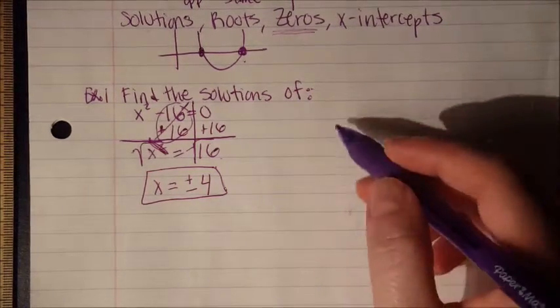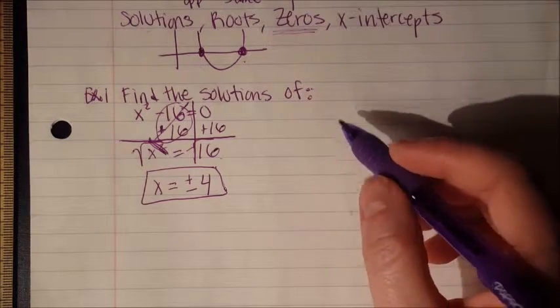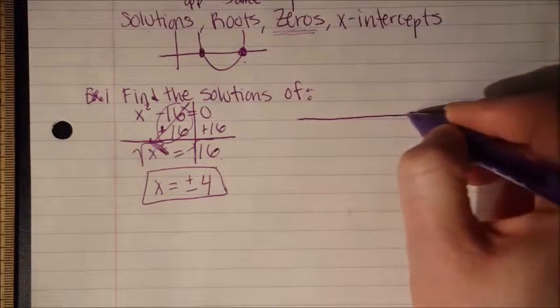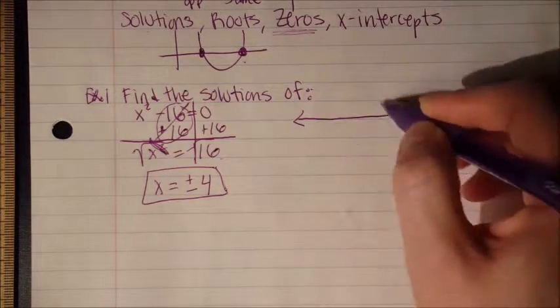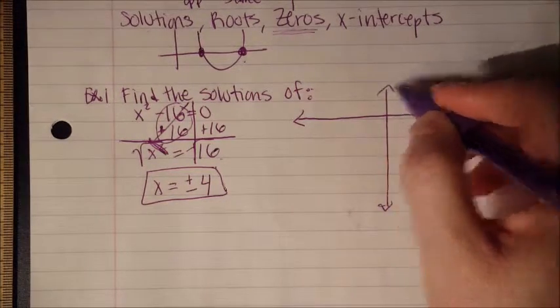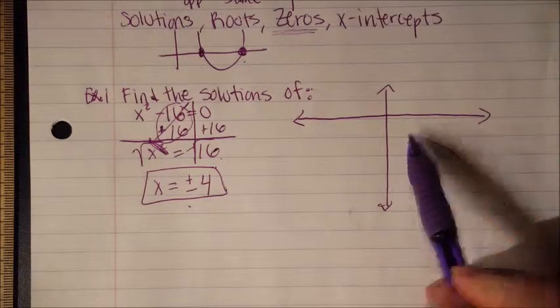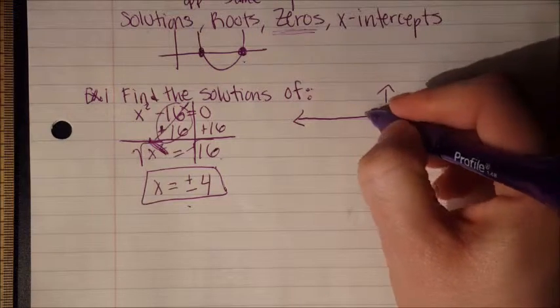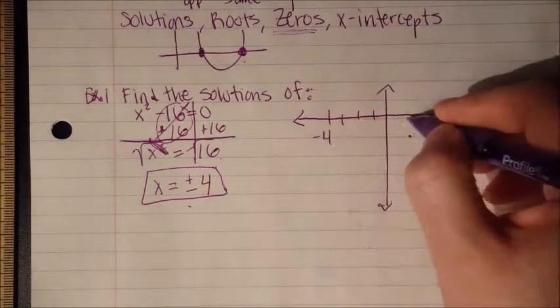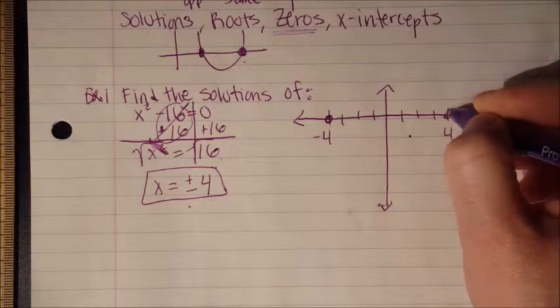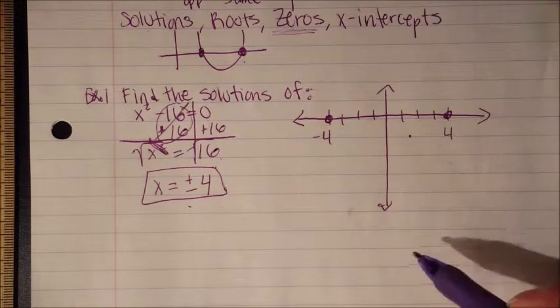I want you, on every problem for your homework on this assignment, to also plot a graph of what these answers represent. Because what we are getting are x-intercepts. So I want you to solve it, and then I want you to have a visual of what it represents. So negative 4 is right there. Positive 4 is right here. We're going to put x-intercepts right on both negative 4 and positive 4.